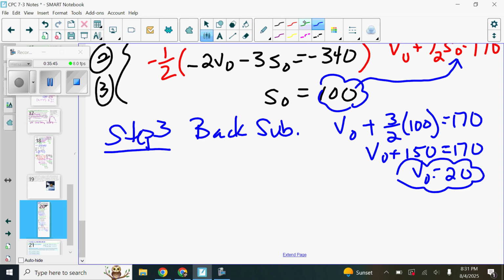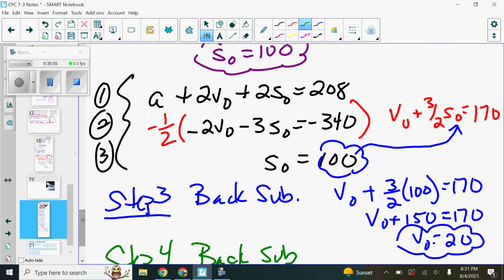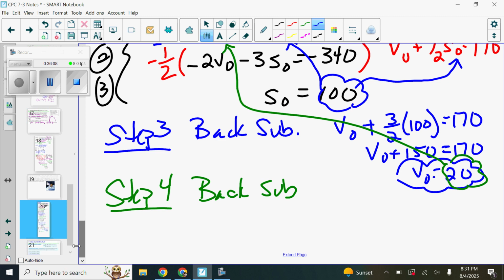Now that we know those, we're going to do one more back substitute to find our A value. So we're going to plug in the V0, which is 20, and then plug that 100 in there, and we're going to be able to solve for A. So we're going to substitute into that first equation.